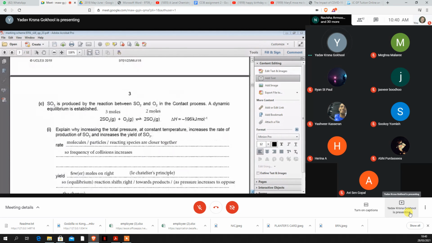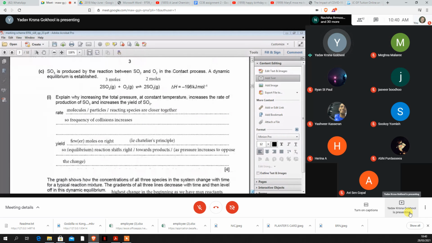Keep on moving. They explain why increasing the total pressure constant increases the rate of production. Now, this is rate of reaction. Cambridge is going to try to get you confused. The same concept is used for O level also. Get you confused between Le Chatelier's principle and rate of reaction. Over here, it is talking about the rate. So the rate is rate. Where we have the yield, it is Le Chatelier's principle.